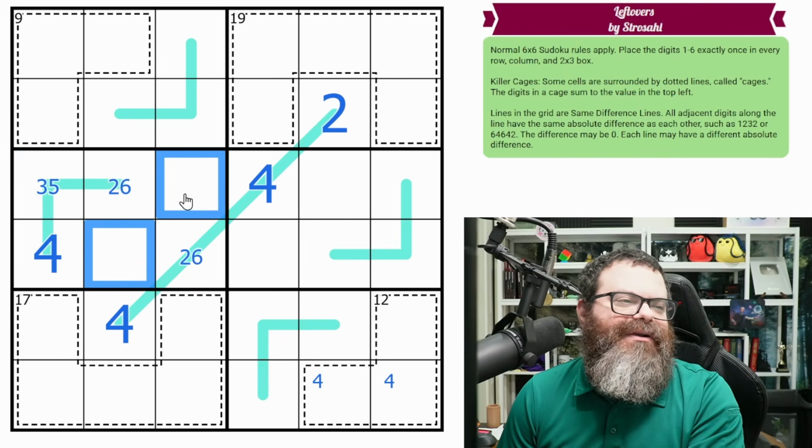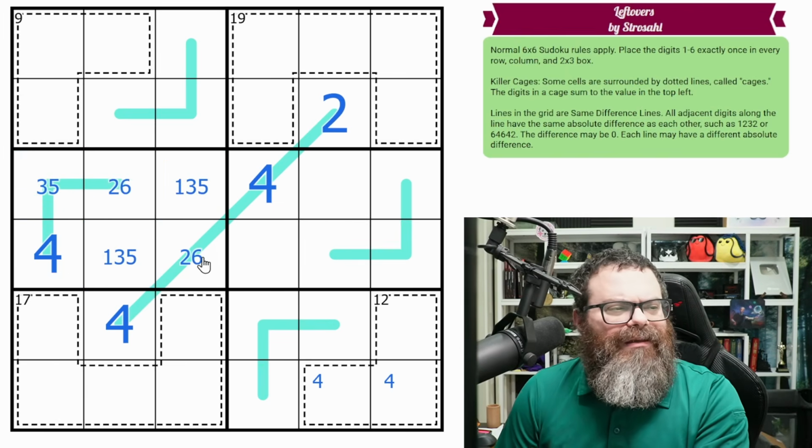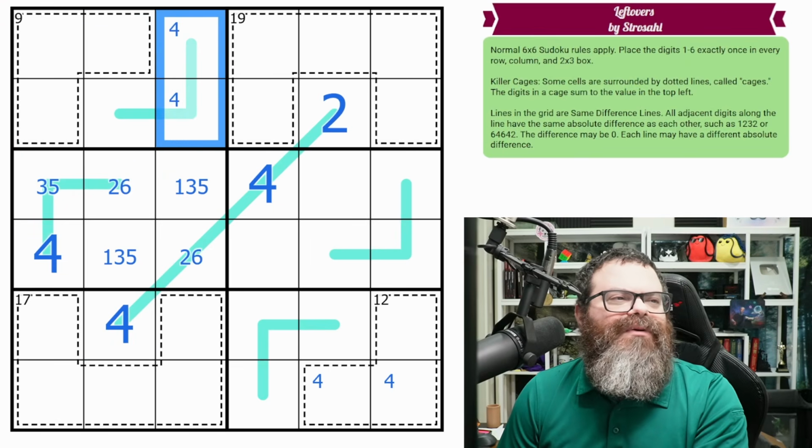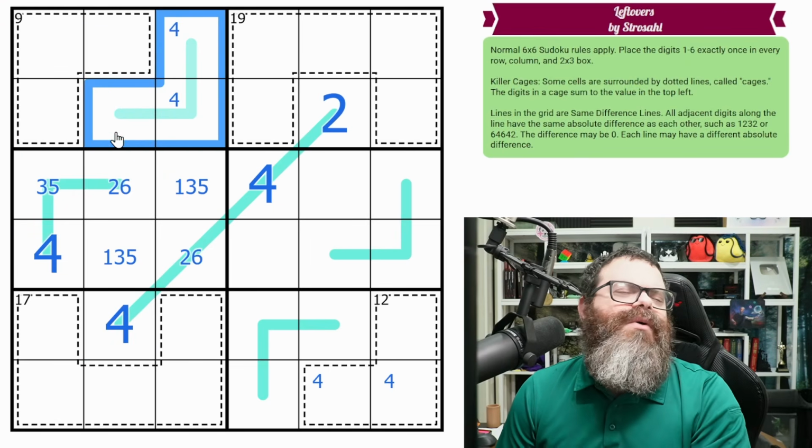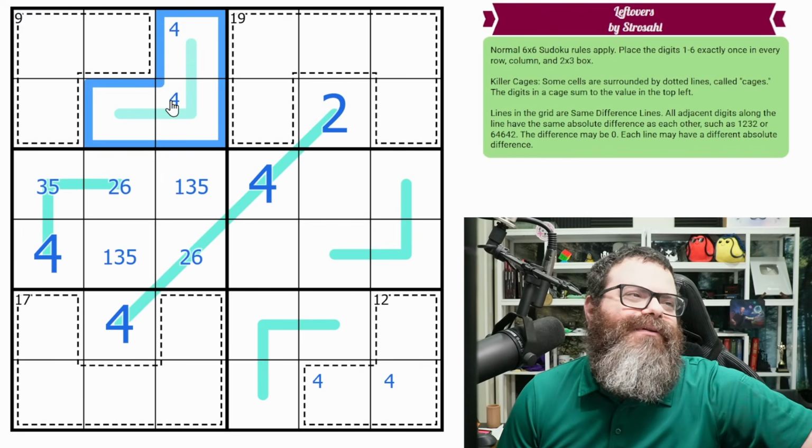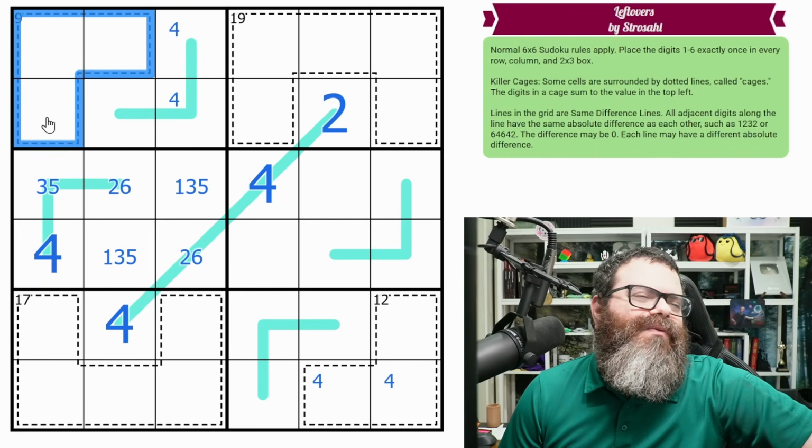That makes a 2, 6 pair here. This is 1, 3, 5. All right, now these two 4s look up. That puts a 4 on here. Okay, well, we know what this adds to, and I think that's helpful. I'll explain why in a second. So why do we know what it adds to?